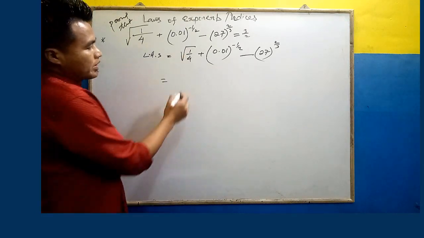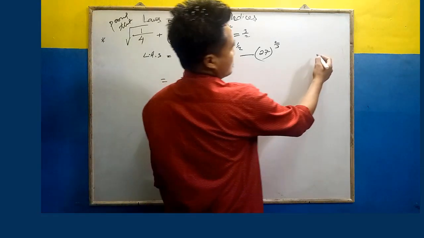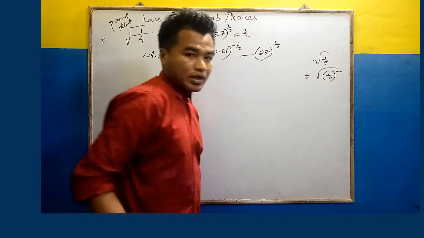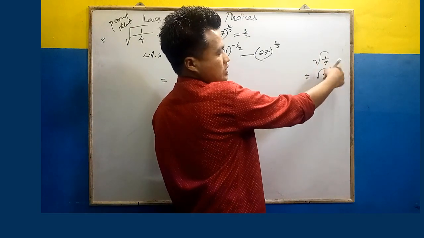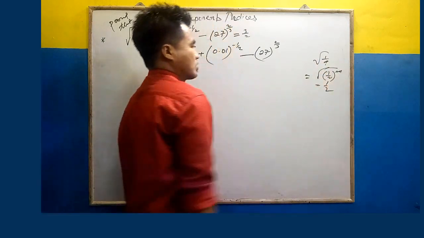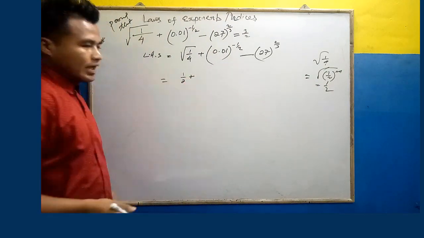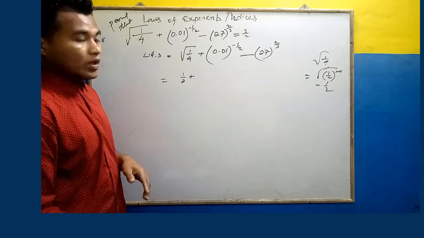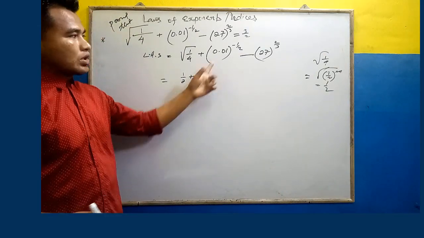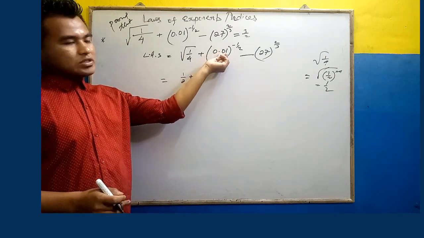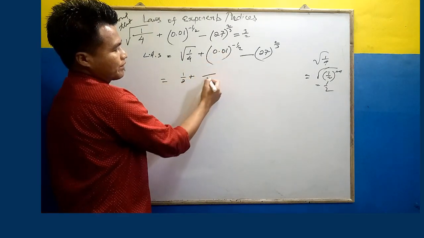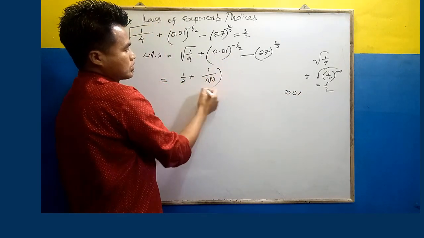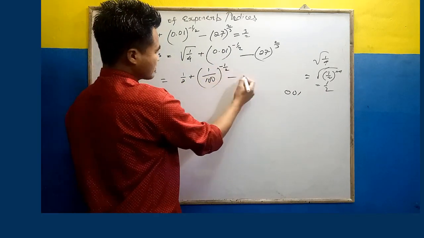Root over 1 by 4 can be written as what? 1 by 2. How did I do this? 1 by 4 can be written as (1 by 2) whole square, since 2 square is 4. This square will get cancelled with the root, so it will be 1 by 2. Again plus, I have a decimal point here and I want to remove it. So how to remove the decimal point? We already did in the previous equation. How many digits after the decimal point? 2. So it will be divided by 100, so 0.01 will be 1 by 100, to the power minus 1 by 2, minus.